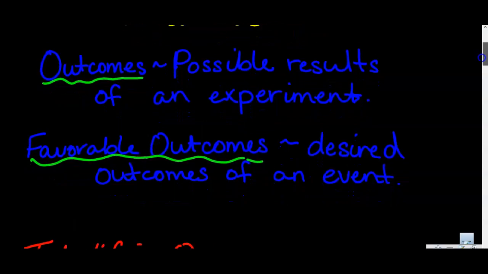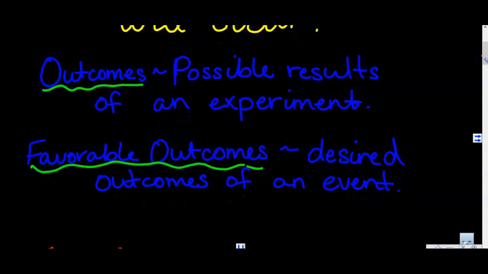First, we need to speak about a couple of terminology words. When we are dealing with experiments or investigations of what could happen, we are also dealing with all the possible results of that experiment. These are called outcomes. A favorable outcome is when I have this experiment and I notice that there's something that can happen and I want that to happen. So it's what we call a desired outcome.